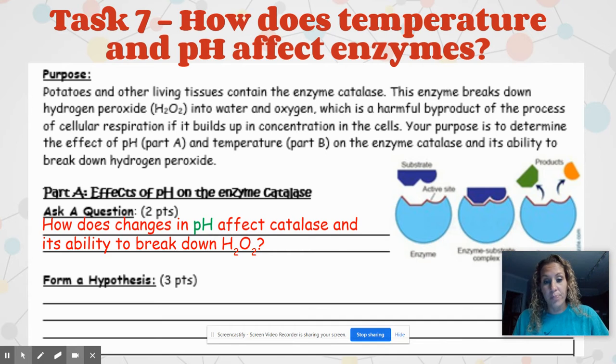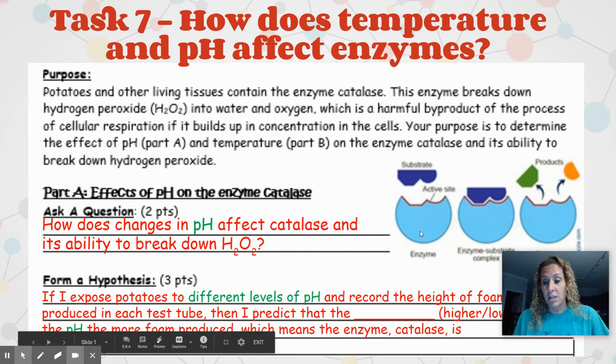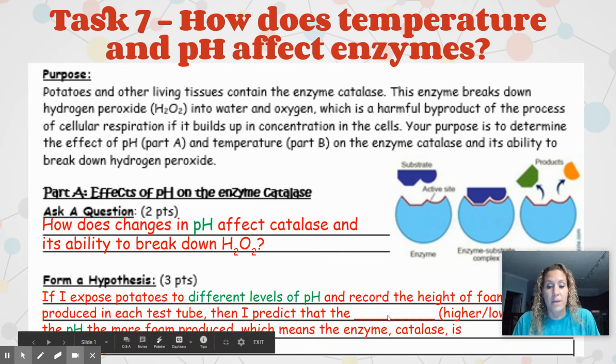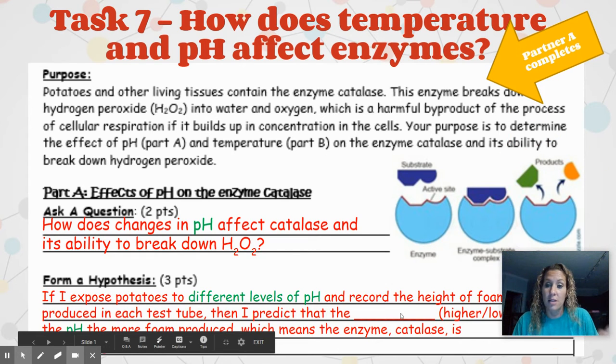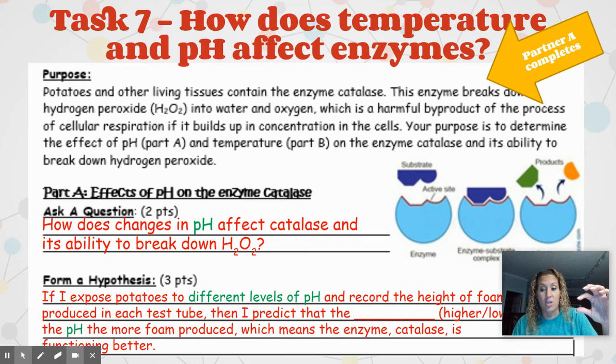So the question we're asking in part A is, how do changes in pH affect catalase and its ability to break down H2O2? And then here's our hypothesis. If we look at these different levels of pH, pH is just how acidic or basic something is, and that's the amount of hydrogen ions in there. You're just going to make a prediction: is the foam produced going to be greater with an acid, or is a lower pH going to create more foam? So lower pH, more foam, or higher pH, more foam.